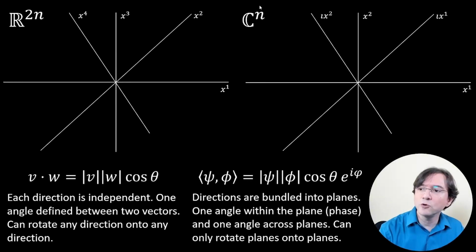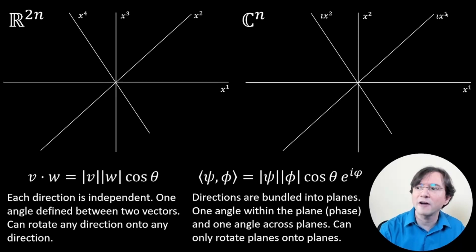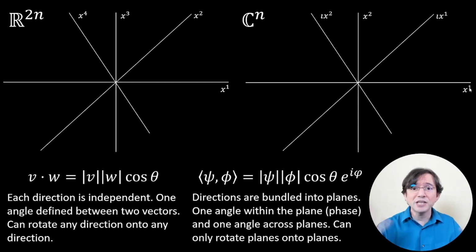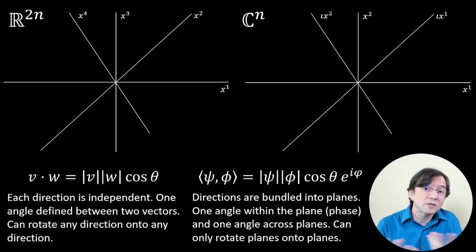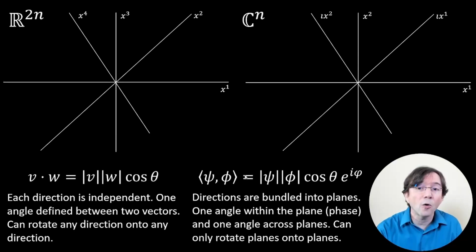Now, if we turn this into a complex space, we have to pair directions together in a single complex plane. So now this direction is no longer any direction, it's the corresponding imaginary direction related to the component x1, right? So what we're doing is really stitching together directions to form planes, and the complex vector space knows about these planes, and in fact the inner product will know about those planes.